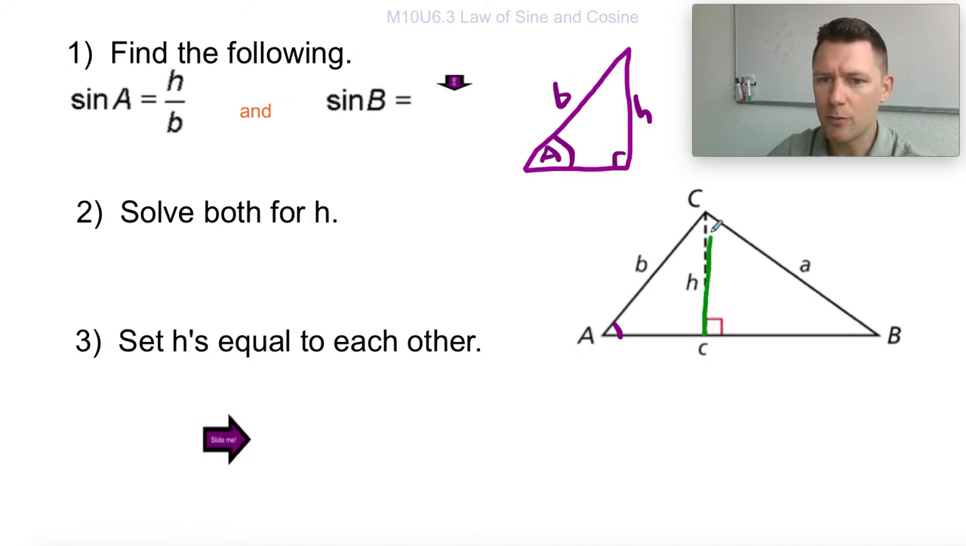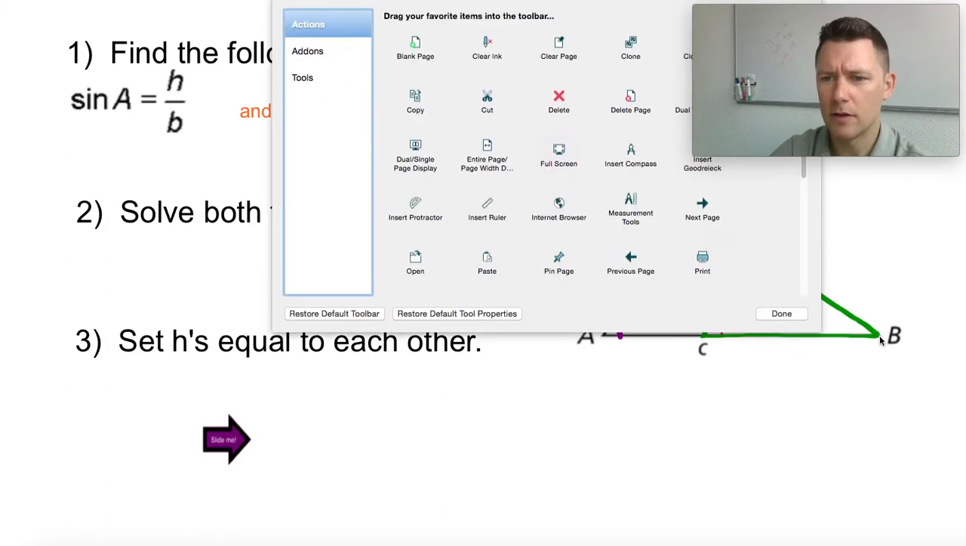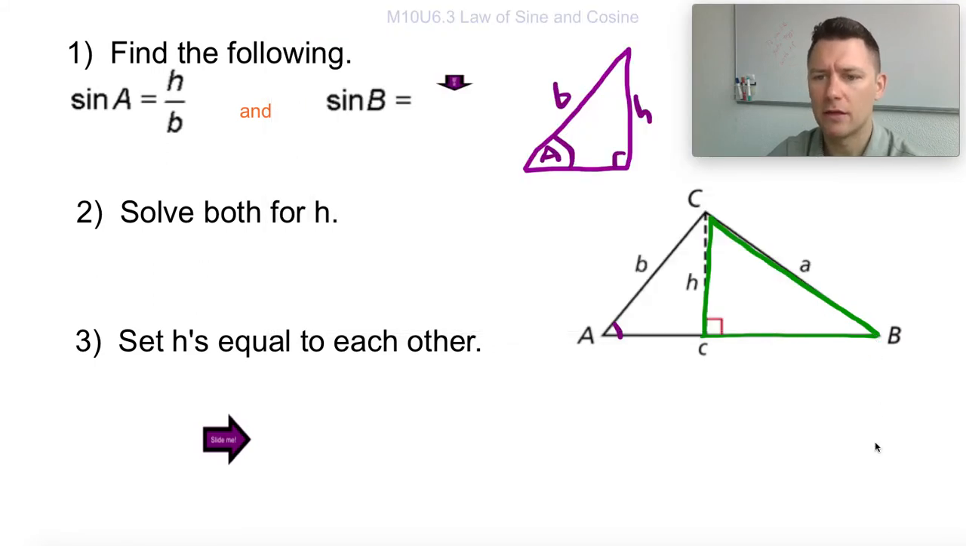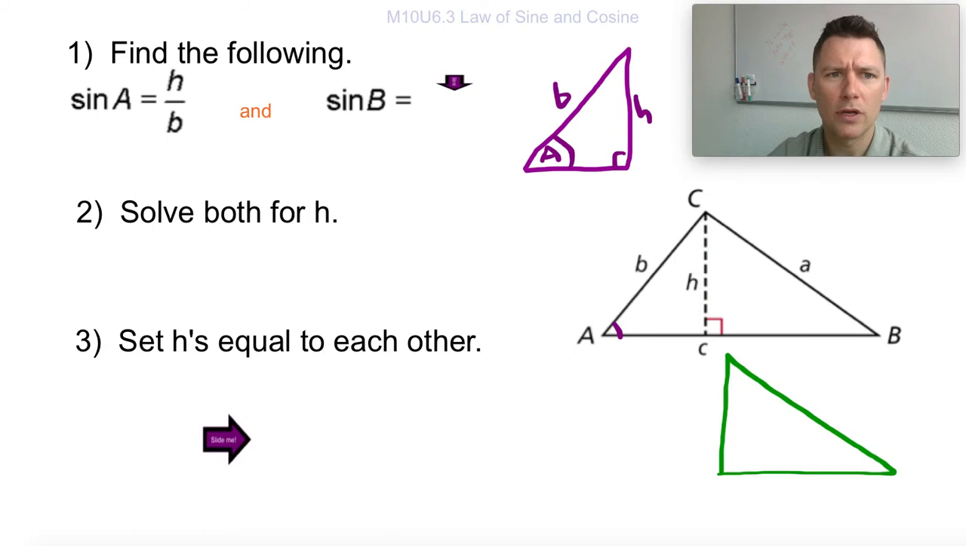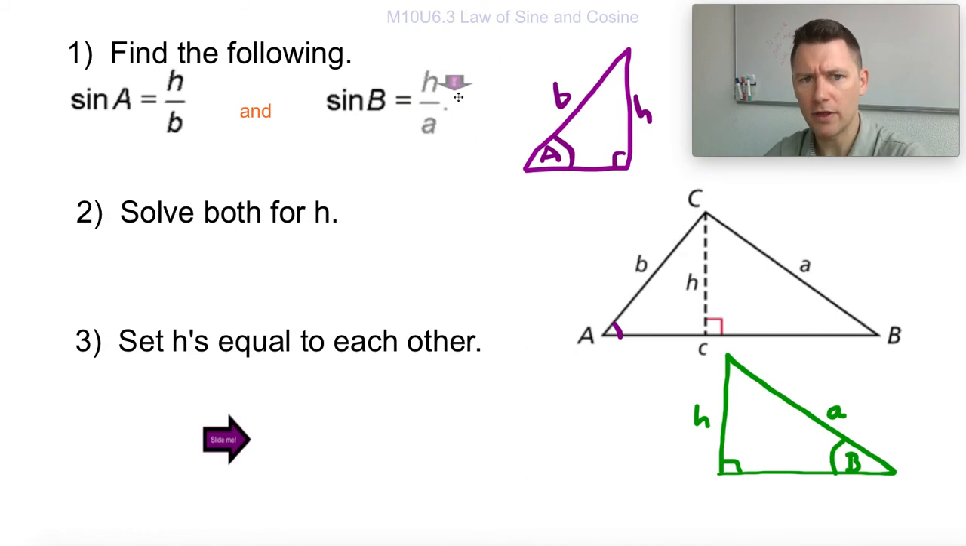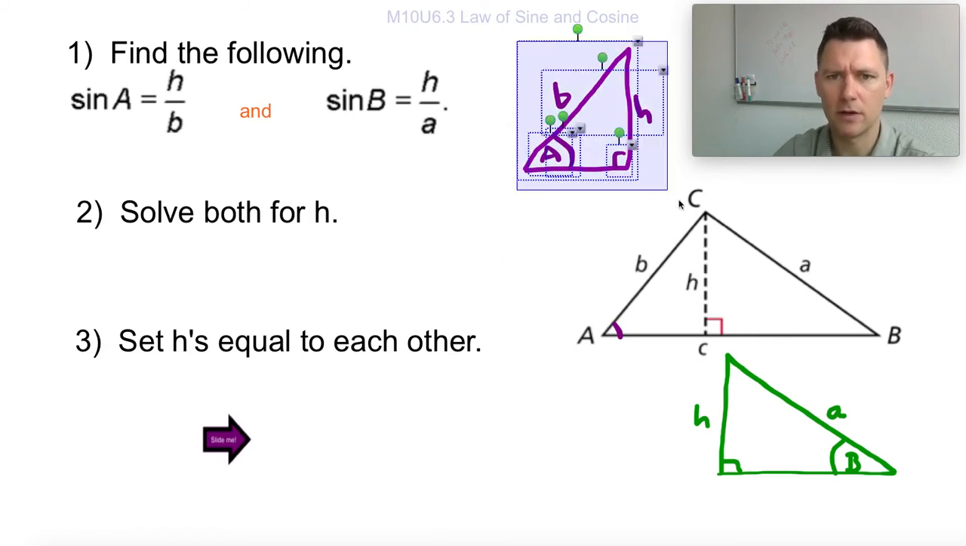In the same way, we can do that with this piece. I'm going to take this piece, and we know that this guy is B, this is A, this is H, and so you can say sine of B is the opposite over the hypotenuse. You'll end up with this, right? Opposite is the height, hypotenuse is the A because it's across from the 90-degree angle. So we have these two pieces, right? Great.